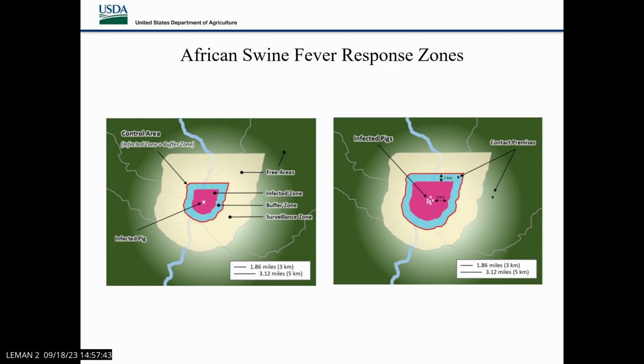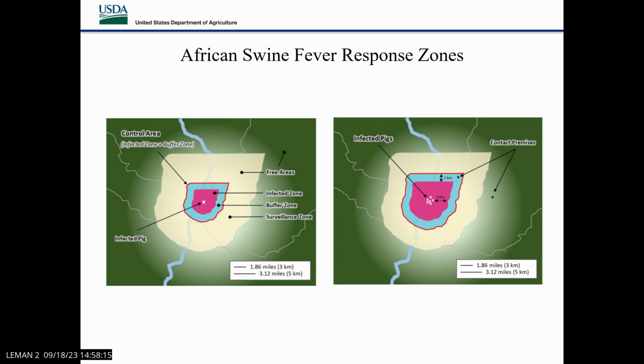So we're looking at, in this case, the X is either an apparently healthy animal that tested positive for ASF or found dead. Anyway, this is an ASF positive individual. The first 3 kilometers around that animal is the infected zone. The next 2 are the buffer zone, 2 kilometers. So the first 5 kilometers is the control area, and then the next 5 kilometers is surveillance zone. And so the whole of this area makes up the response zone, and it's 10 kilometers.